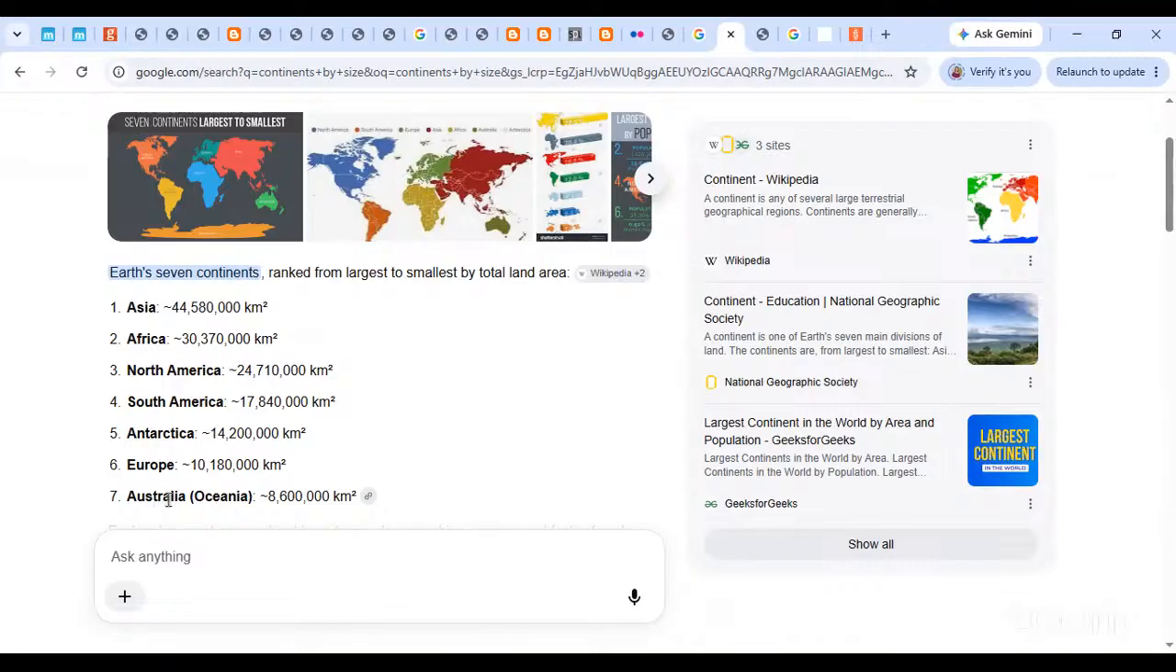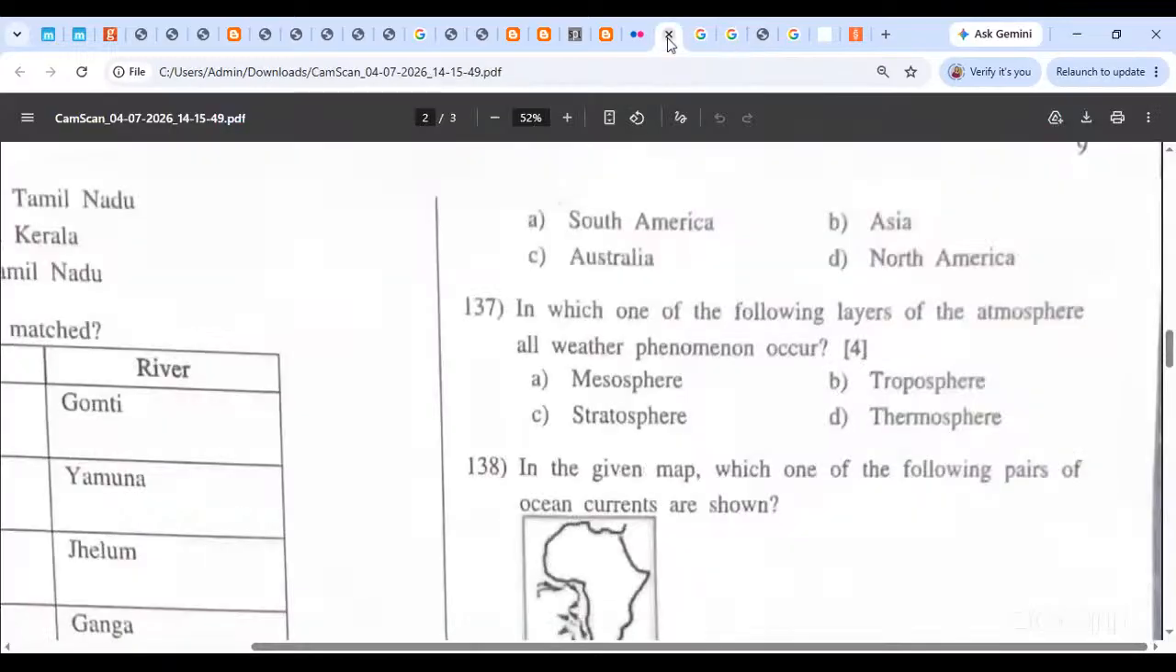Okay, which is the third largest among these? Obviously North America. North America is going to be the third largest. Your option is going to be D, North America. That is going to be the third largest continent.